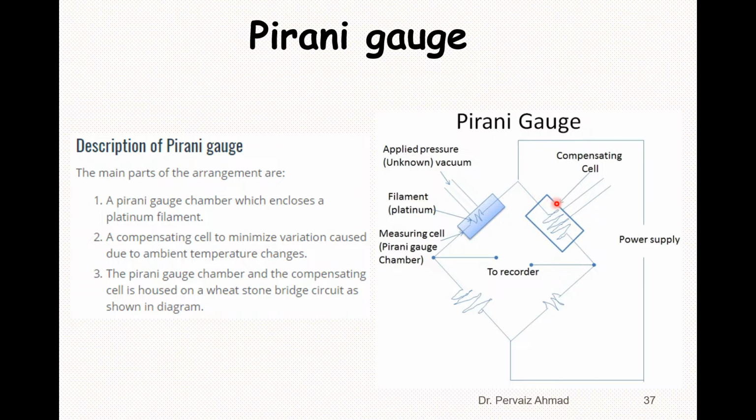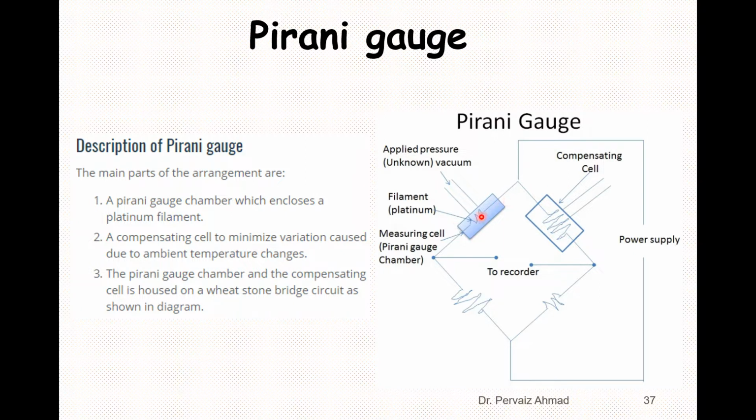So what is the function of this compensating cell? A compensating cell minimizes variations caused by ambient temperature changes. This is the function of the compensating cell. Then we have the Pirani gauge chamber. This whole housing is called the Pirani gauge chamber.